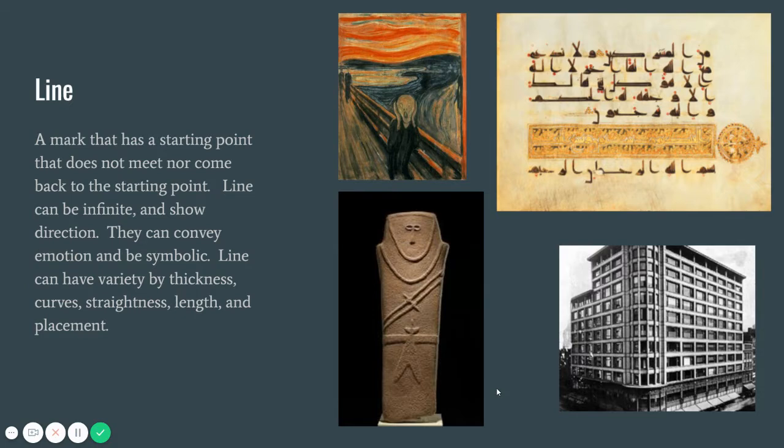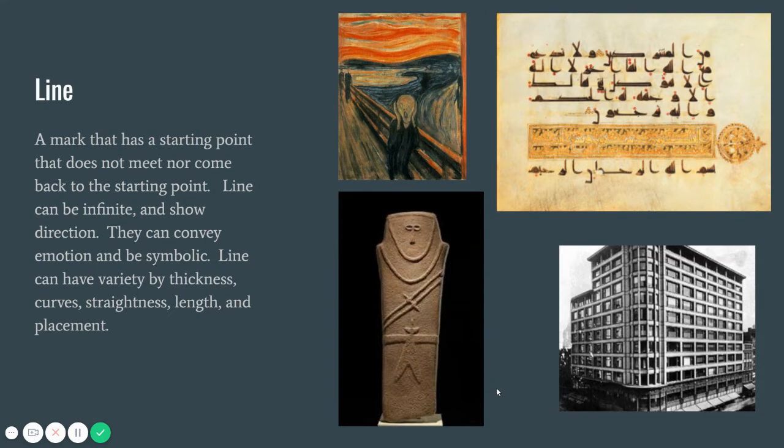A line can show direction. It could be vertical, horizontal, diagonal, so it can show direction. Lines can also convey emotions. They can be symbolic. Think about our alphabet. Our alphabet is made up of a bunch of lines, okay? But they represent things.